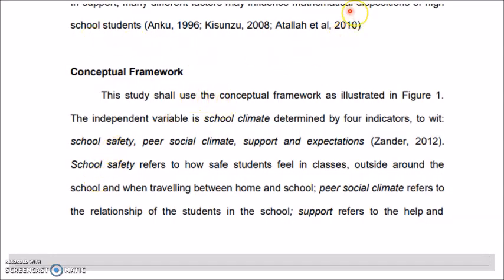So, ito yung theoretical framework kanina. So, right after that, conceptual framework na. So, this study shall use the conceptual framework as illustrated in figure 1. So, this is very important. So, after ng page na ito, yung figure 1, which is something like a diagram, so, it follows right after this page. So, if this is page 19, ang figure 1, page 20.